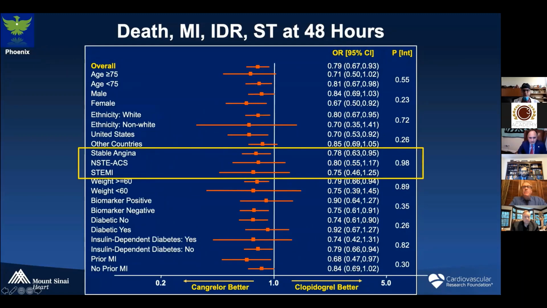Now, I was impressed, and Deepak showed this slide, that when you look at all the subgroups that we examined in Champion Phoenix, we saw similar relative risk reductions with Kangol in every group. And I highlight here the stable angina, non-ST segment elevation ACS, and STEMI groups, where in each of those groups, you have about a 20% relative risk reduction in terms of ischemic complications. So the absolute risk might be different.